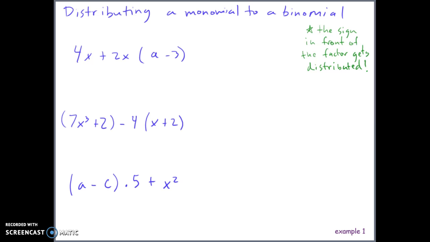So here we have distributing a monomial to a binomial. And a monomial to a binomial just means one thing to two things. So you can see here we've got one thing that's going to be distributed to two things. Here's our one thing. We've got this 2x times the parentheses. Here's our sum. And we can go ahead and multiply this 2x to both of the terms inside of the parentheses.